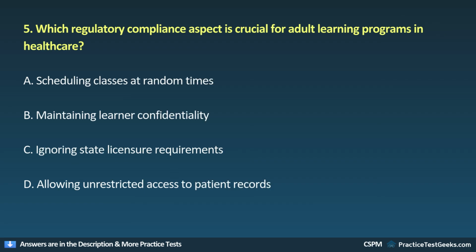5. Which regulatory compliance aspect is crucial for adult learning programs in healthcare? A. Scheduling classes at random times. B. Maintaining learner confidentiality. C. Ignoring state licensure requirements. D. Allowing unrestricted access to patient records.